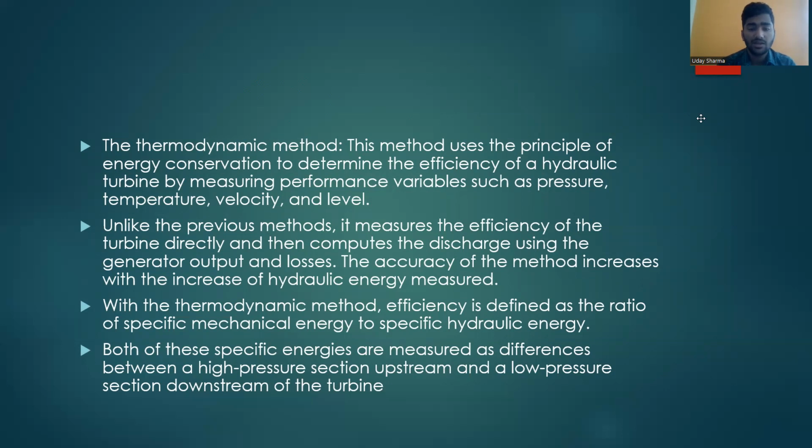With the thermodynamic method, efficiency is defined as a ratio of mechanical energy to specific hydraulic energy. Both of the specific energies are measured as differences between a high pressure section upstream and a low pressure section downstream of the turbine. One is measured during the upstream, like flowing of water upwards, and the other is flowing of water downwards.